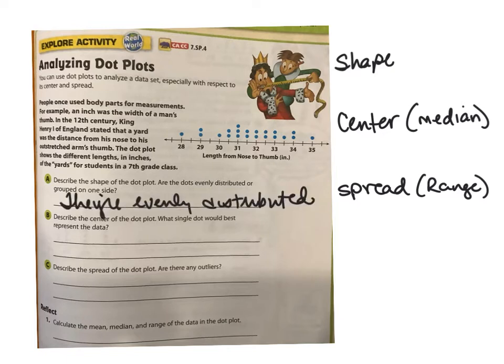And then we're going to look at the center of the data. That's the median. I counted all of these dots up. There are 21 of them. So I would want 10 on one side, 10 on the other. And then the one in the middle would be the center. So I'm just going to count 1, 2, 3, 4, 5, 6, 7, 8, 9, 10. So this one right here would be the center. So the center of the data is 31 and a half inches.